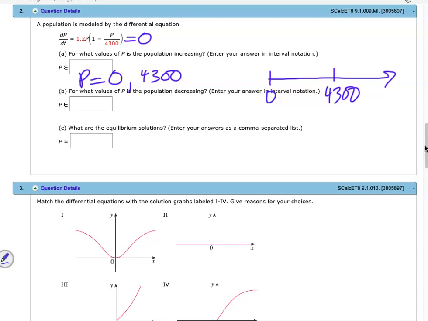All right, if I pick a number like 1, this is positive, and then 1 minus 1 over 4,300 would be positive. I get a positive times a positive, so I'm positive. If I pick a number like 10,000, I get a positive times a negative. So my population is increasing from 0 to 4,300 and decreasing from 4,300 to infinity, essentially. They ask for intervals, so I would put them as open intervals.